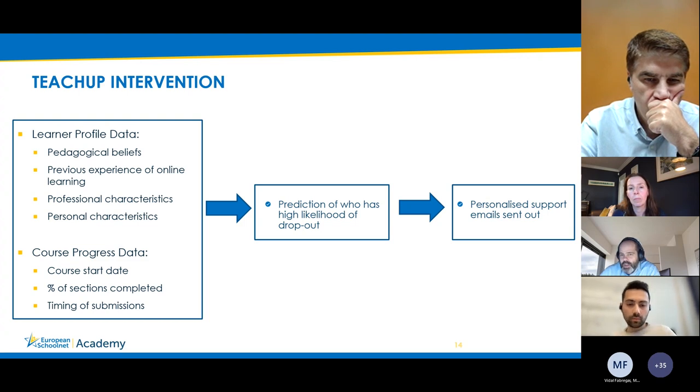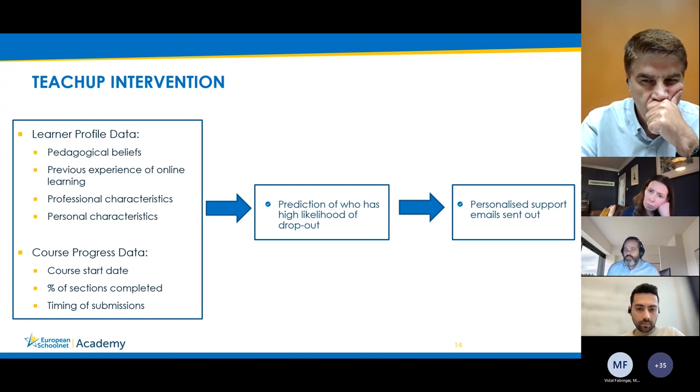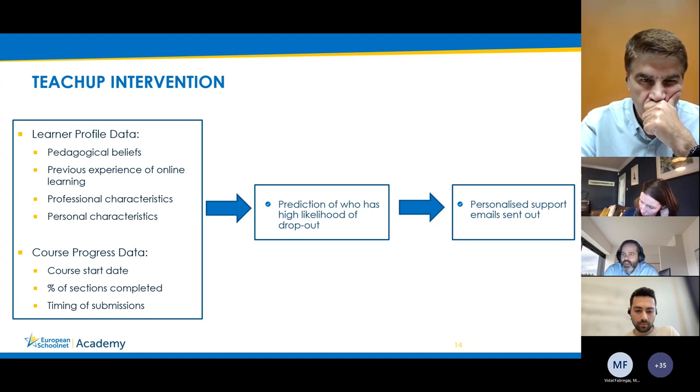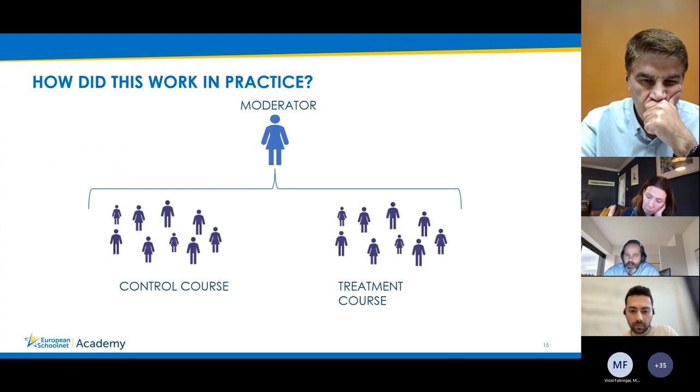So based on that, we made a prediction of who has a high likelihood of dropout. And that then allowed us to send out personalized emails with support only for those users who we determined to have a high level of dropout. And so that's the scalability aspect.